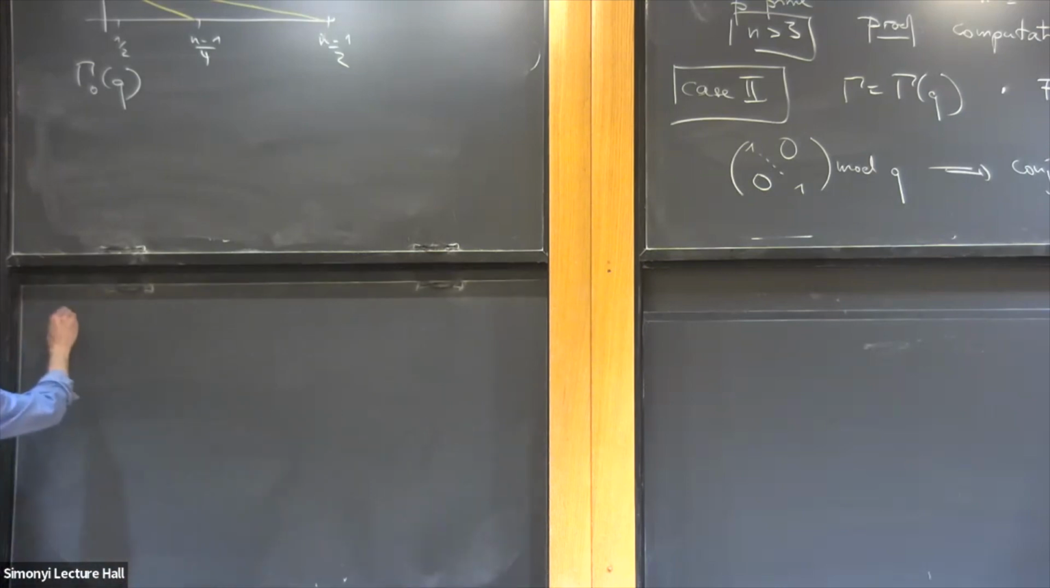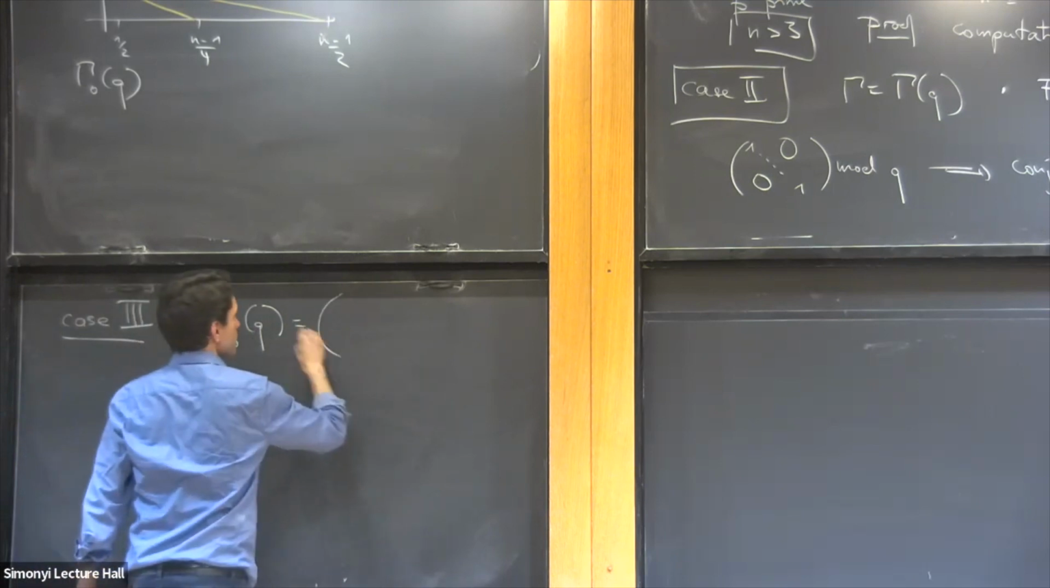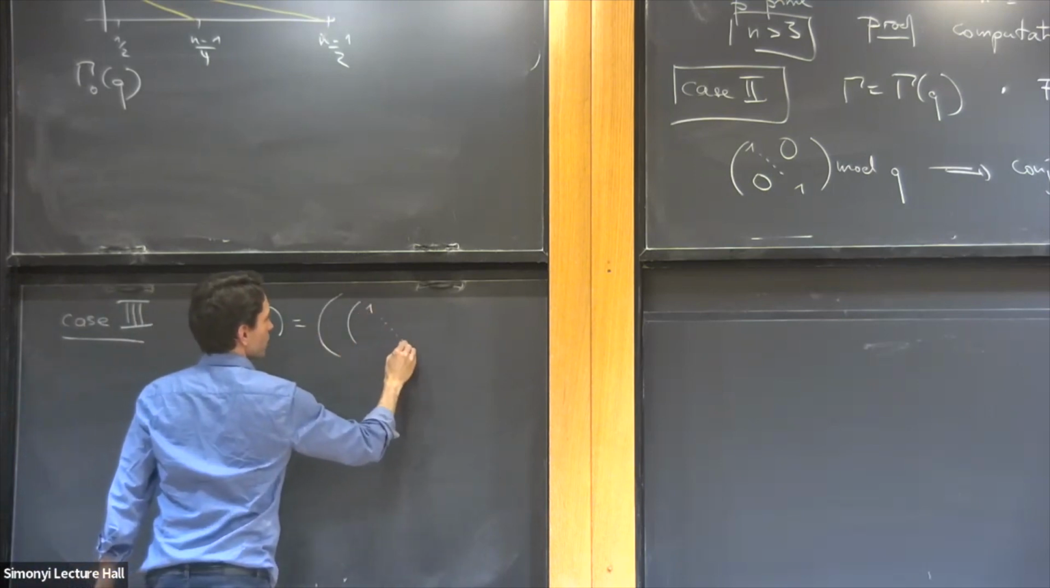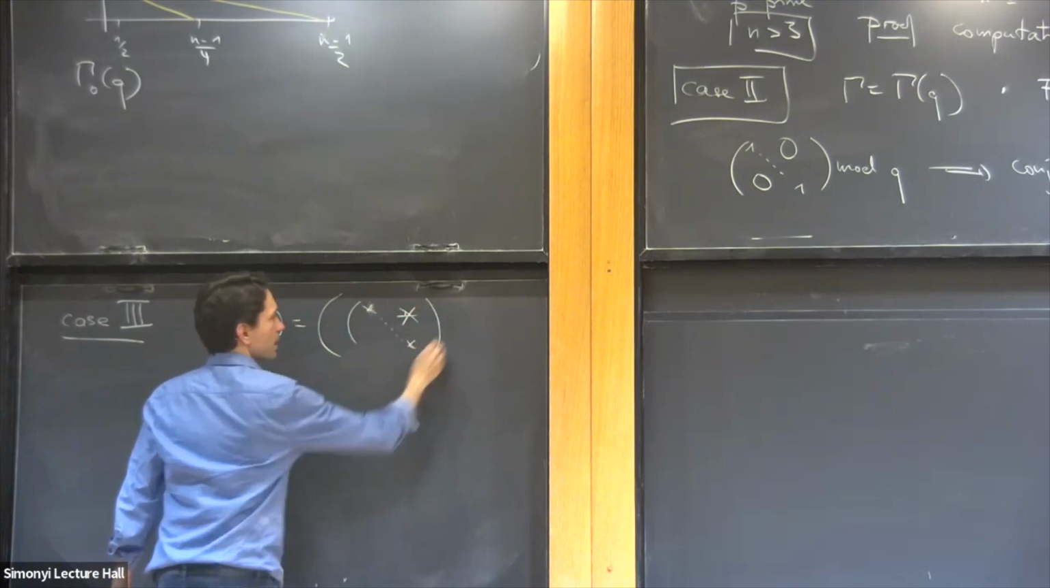Okay, let me very briefly, and then I stop, look at the Borel subgroup. Gamma B of q, which is matrices that are congruent to something like this mod q.